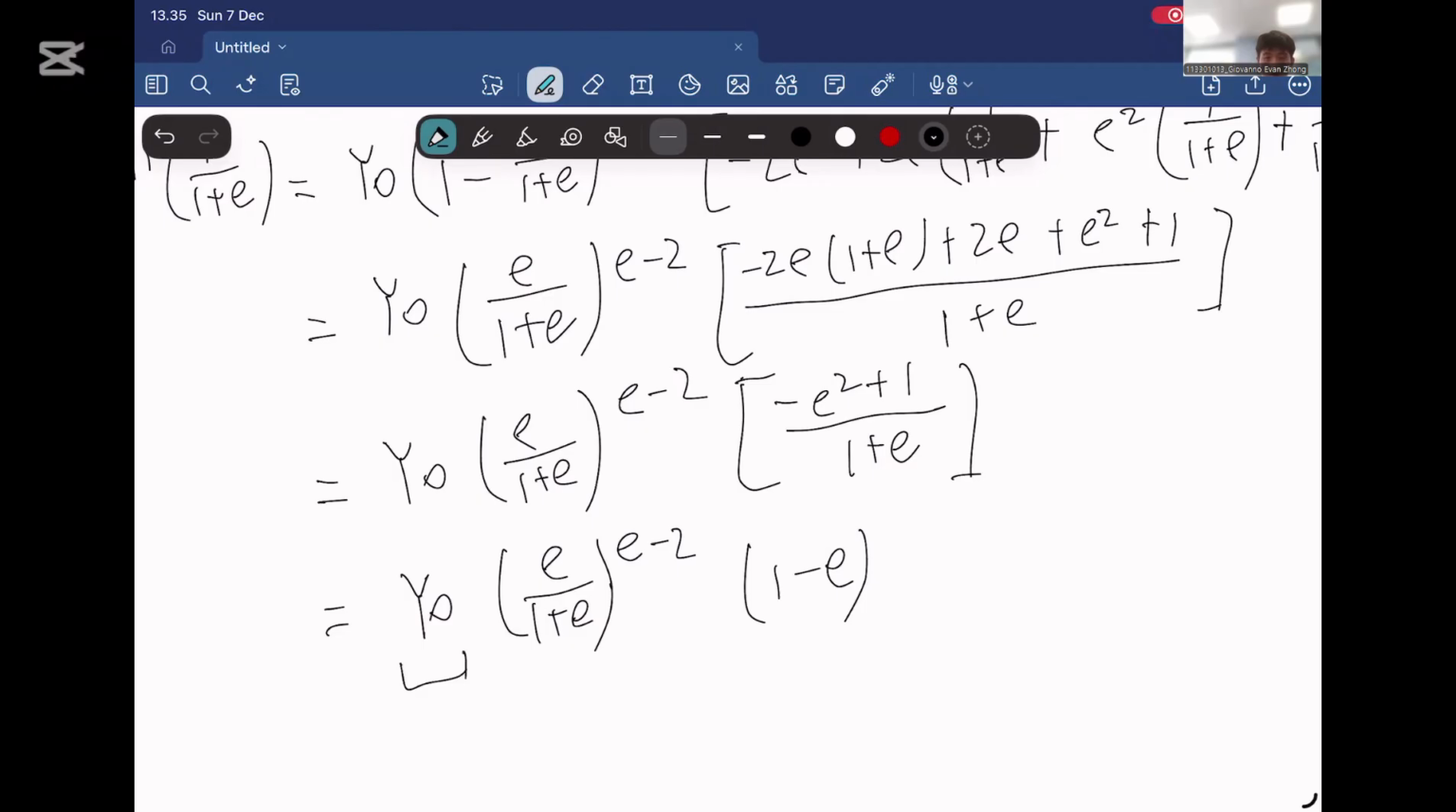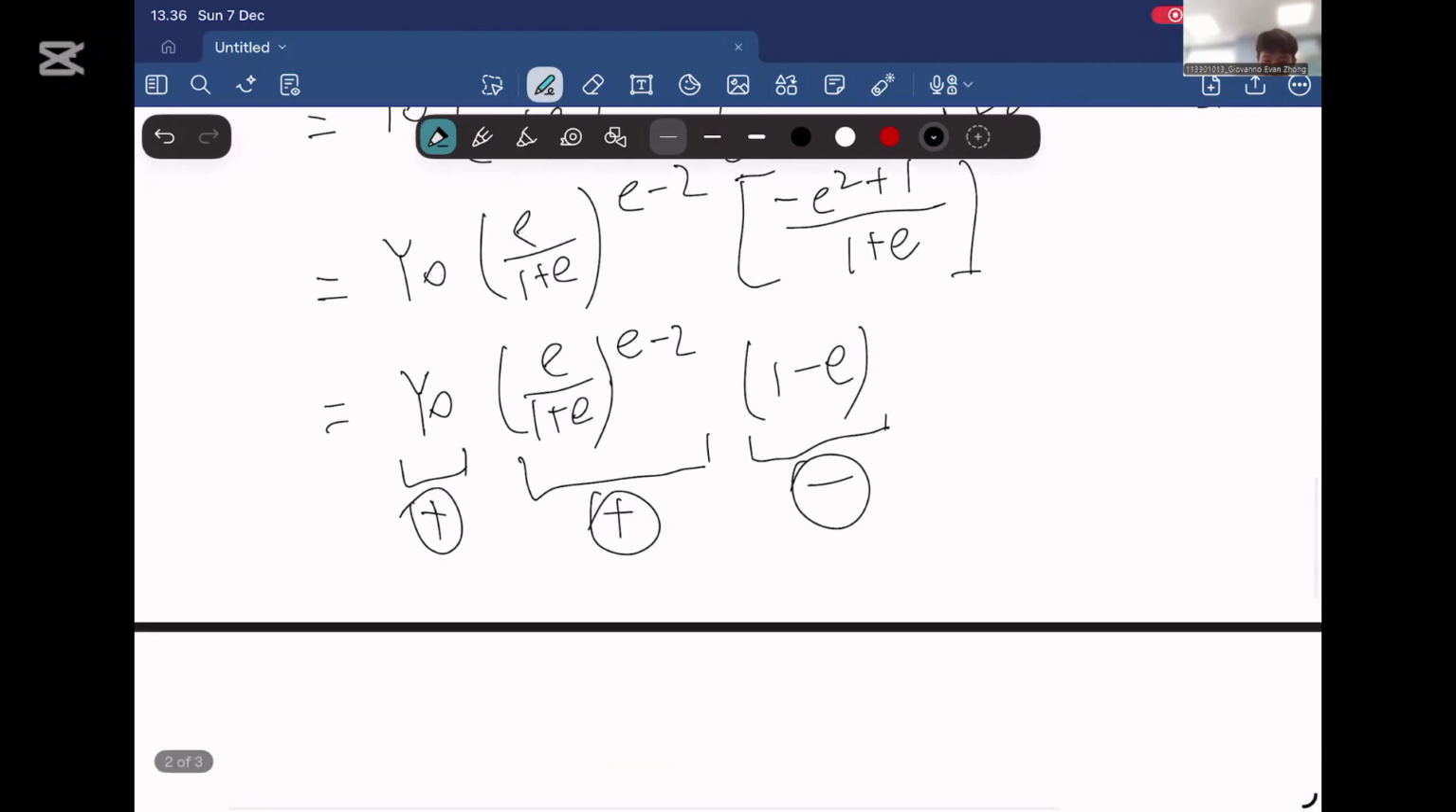So this term is positive, while this term is also positive, and the last term is negative. So in conclusion, R''(1 per 1 plus E) is less than 0, so it is a maximum.